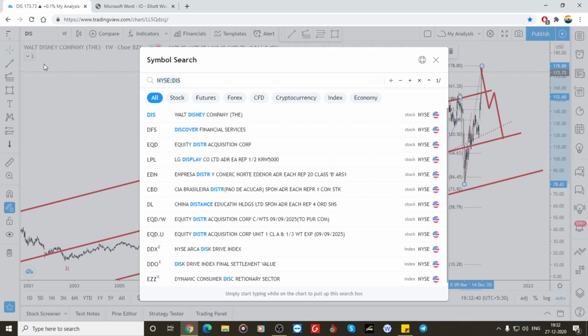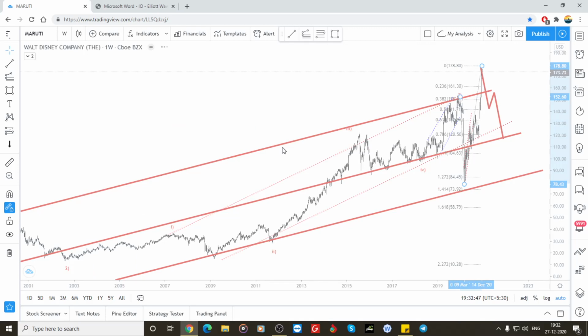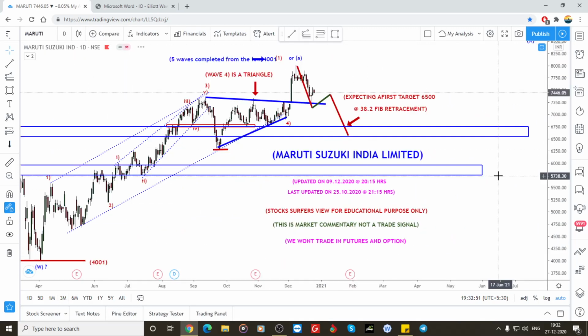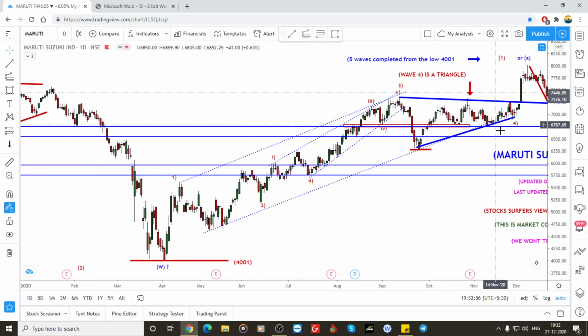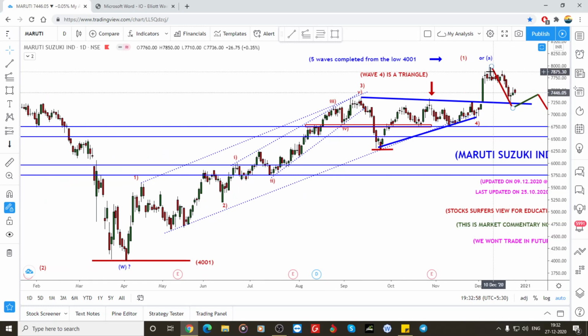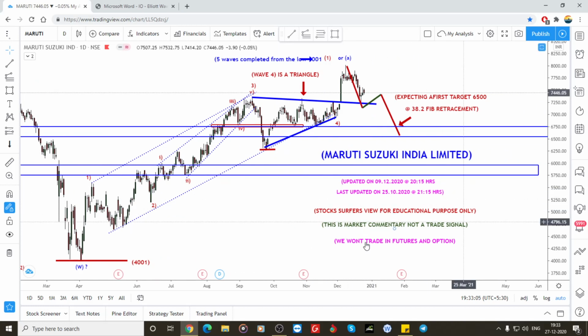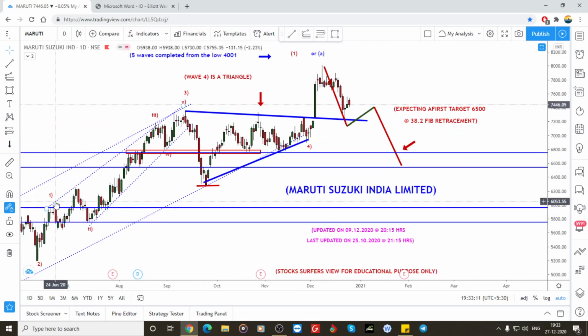So let's see some Indian stocks, Maruti. Here in the daily, perfectly here, and I did it in this zone, and we booked the profit at 8,000, exactly at 8,000, and I have already shared it in my Telegram group also. So wave 1 and wave 2 is a running flat. So this is the intermediate wave channel.